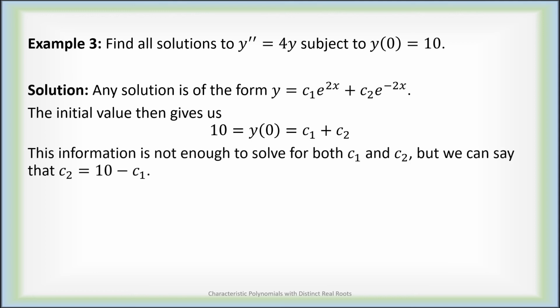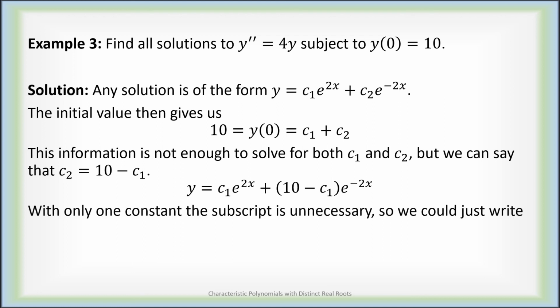Our initial value y of 0 equals 10 allows us to conclude that c1 plus c2 must be 10. But that's the only information we have, so we can't actually solve for what c1 and c2 are exactly. But we can say, for example, that c2 must be 10 minus c1. That allows us to write it in the form c1 e to the 2x plus 10 minus c1 e to the minus 2x. In other words, there's really only a single unknown left.